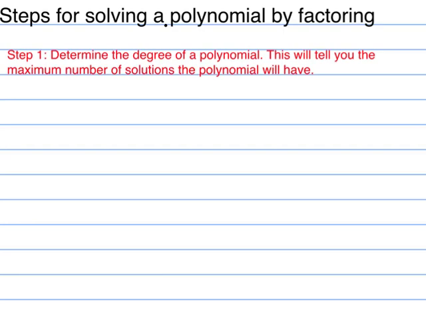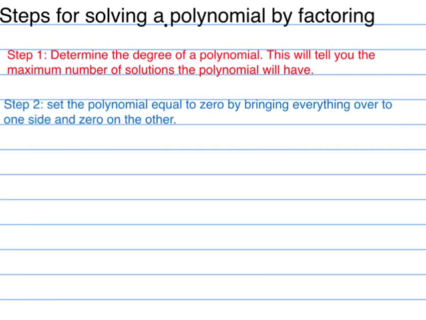If your polynomial is x cubed, then that means you would have at most 3 solutions. If your polynomial is x squared, then you would have 2 solutions, and so forth. So step 2 is really a setup step. So you want to set the polynomial equal to 0. So if there are different pieces of the polynomial on either side of the equation, make sure you bring everything over to one side and then have that equal 0 on the other side.